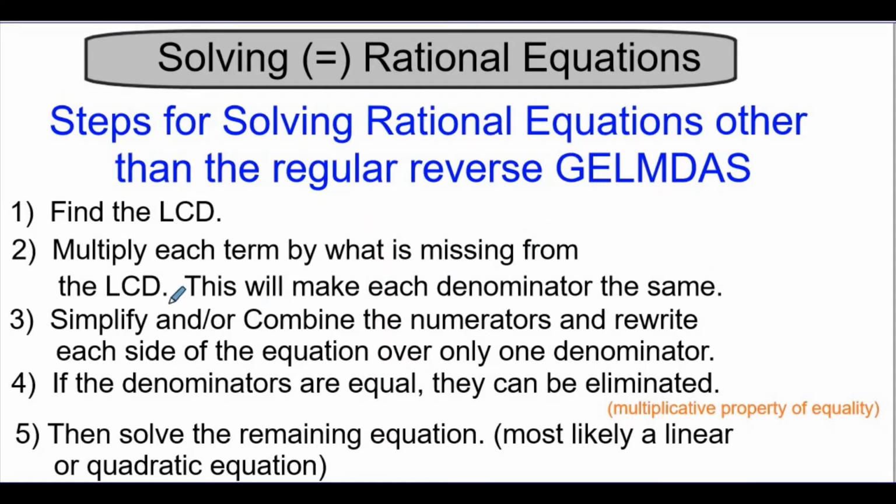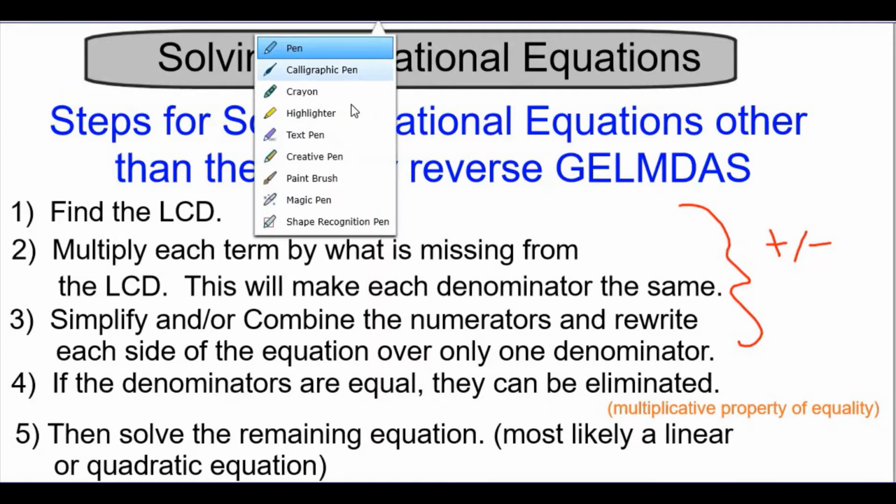So then once you have multiplied the numerator and the denominator by what's missing from the LCD, you'll simplify and/or combine the numerators and rewrite each side of the equation so that you only have one denominator. These three steps right here are identical to addition and subtraction. So if they sounded familiar, yeah, I was basically reviewing what we just did for addition and subtraction. They are exactly the same. You've got to worry about distributing negative signs. You've got to combine like terms. You have to be careful.